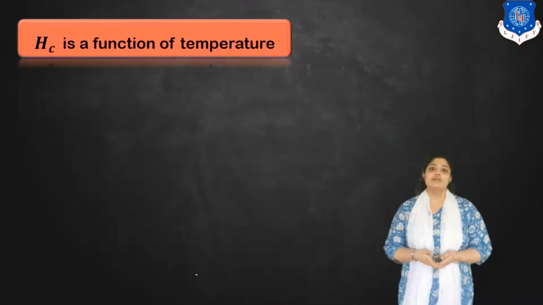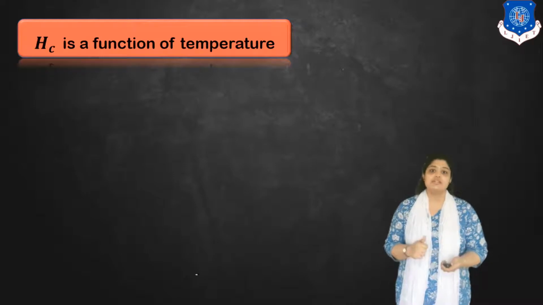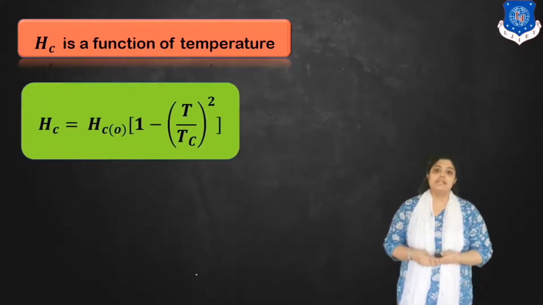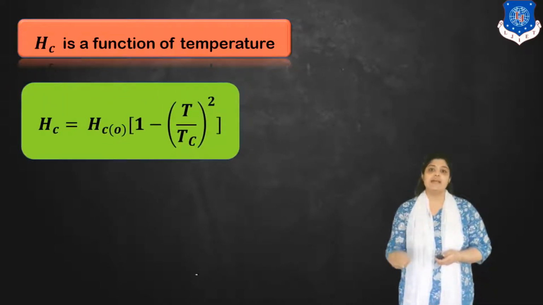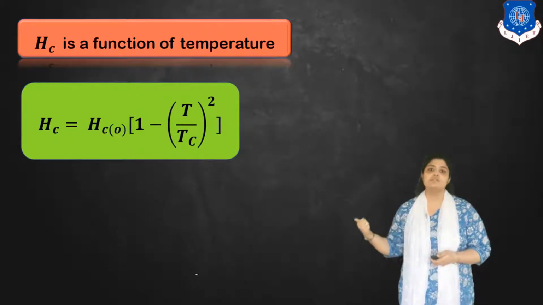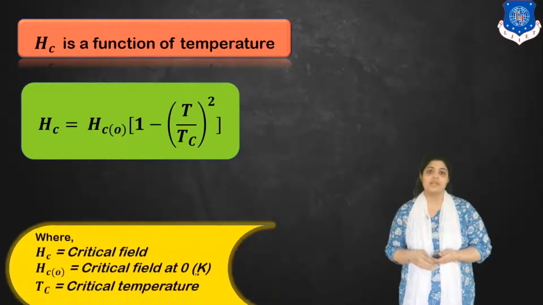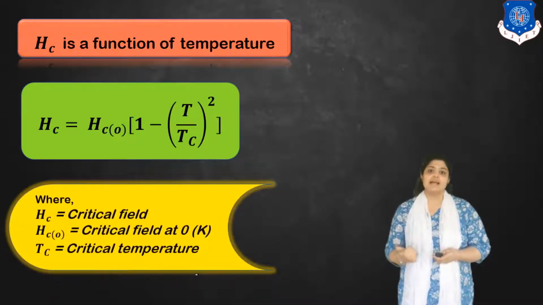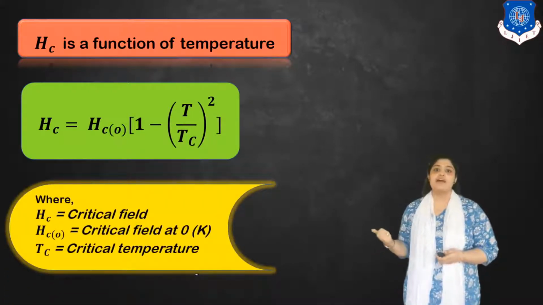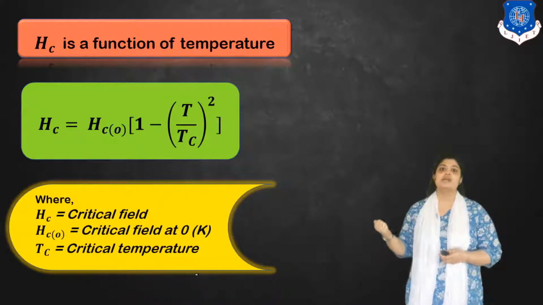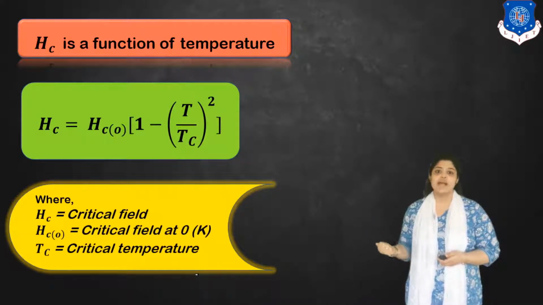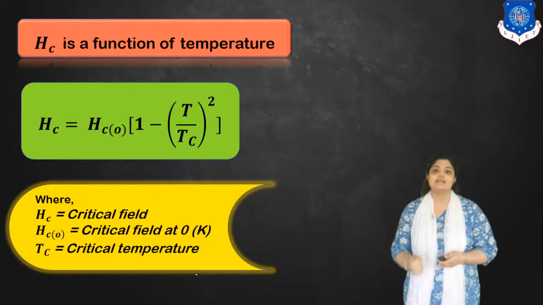Moving on to the relation of this critical field: it is a function of temperature. Higher the temperature, lower will be the critical value. It is related by the formula Hc equals Hc0 times (1 minus (T by Tc) squared), wherein Hc is the critical field, Tc is the critical temperature, and the term Hc0 is the value of the critical field at 0 Kelvin.